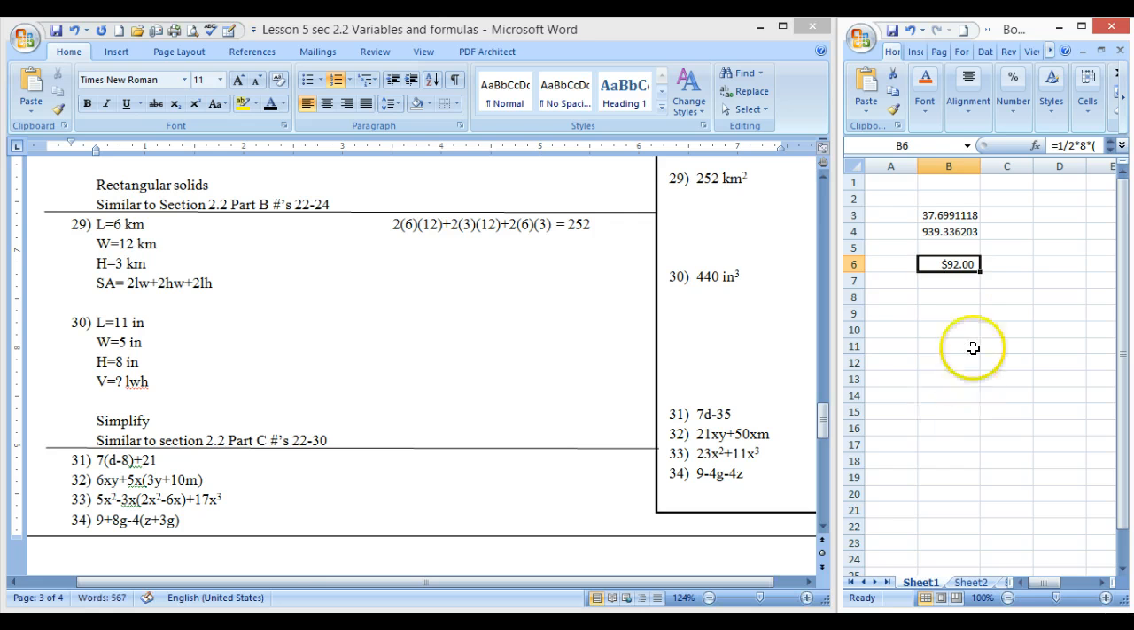And I could do the exact same thing in Microsoft Excel by pressing equals and typing in all of the numbers, 2 times 6 and so forth. I'm not going to go any further though. Let's talk about the units. Here I have length times width. That's kilometers times kilometers. That's kilometers squared. Here I have height times width, which is kilometers times kilometers, or kilometers squared. And again, length times height, which is kilometers times kilometers, which is kilometers squared.